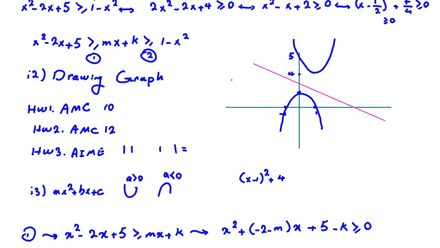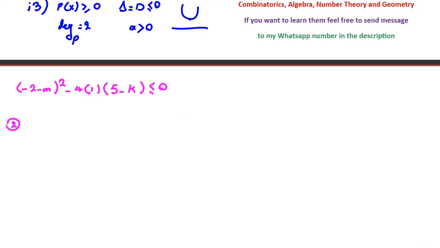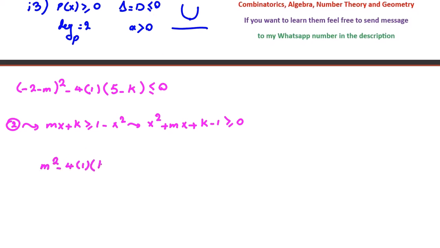Now let's consider the second one. The second one is mx plus k greater than or equal to 1 minus x squared. We can take negative x squared to the left-hand side: x squared plus mx plus k minus 1 greater than or equal to 0. Again, this should be greater than or equal to 0. We use idea 3 and conclude that a is 1, positive, and the discriminant should be less than or equal to 0. So m squared minus 4 times 1 times (k minus 1) is less than or equal to 0.